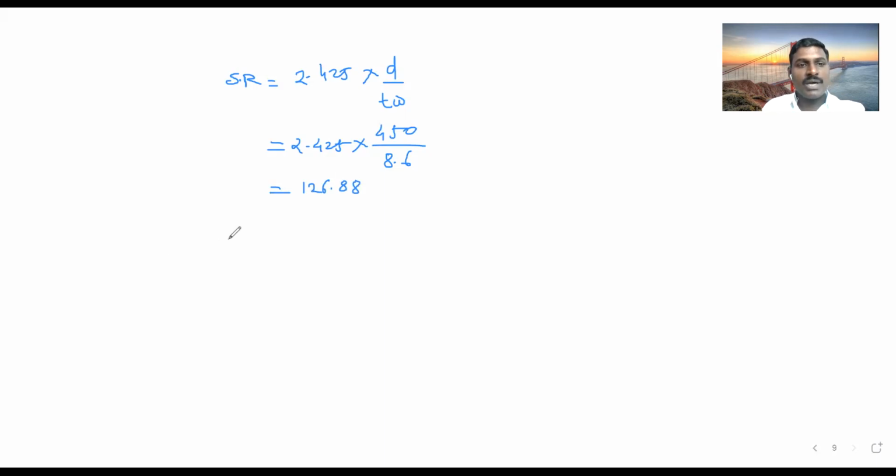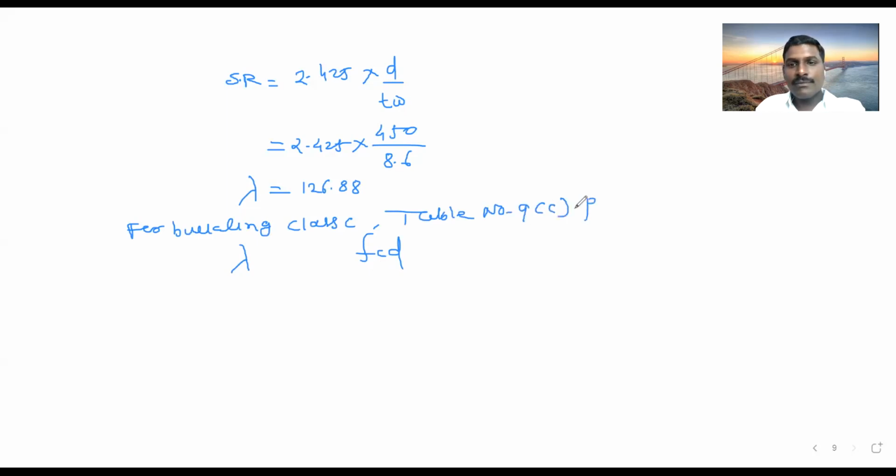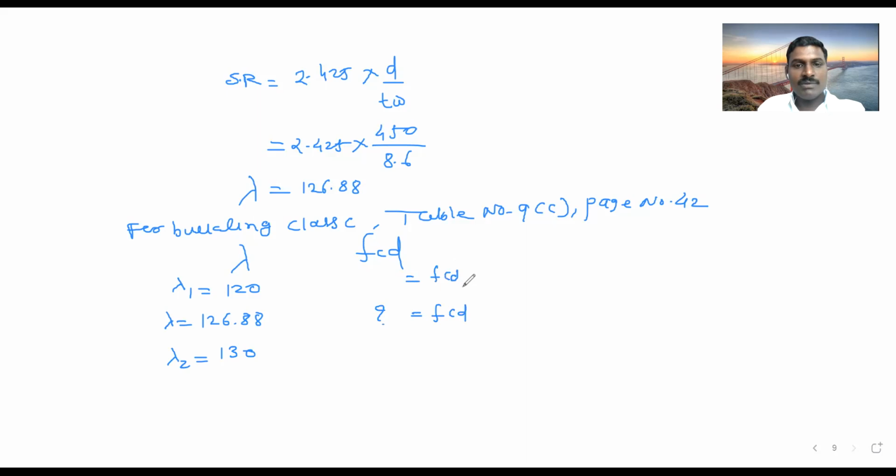Now for the slenderness ratio, this is nothing but lambda. Now you have to go to buckling class C, table number 9C, page number 40, to find this value. So lambda is equal to 126.88. So lambda 1 is 120 and lambda 2 is 130. So here we have to find FCD. So how much are FCD 1 and FCD 2?